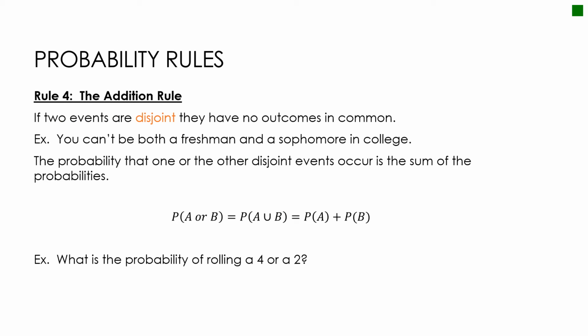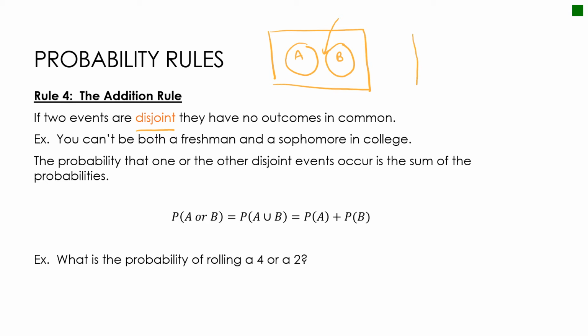This brings us to the concept of disjoint. And disjoint events are 2 events or more where they have no outcomes in common. So you might see a Venn diagram that looks like this, and this is significant because notice there's no overlap here in the middle. That means whatever's in set A and whatever's in set B, whatever those are, they don't have any outcomes in common. Example, you can't be both a freshman and a sophomore in college.